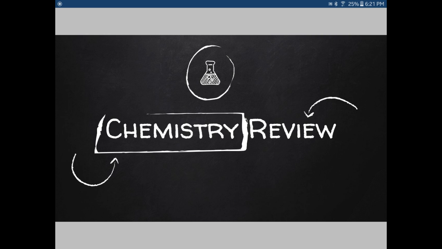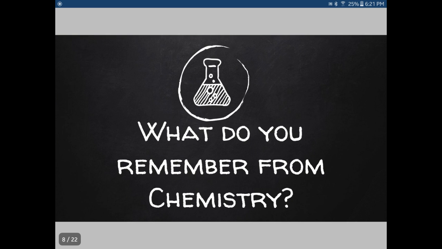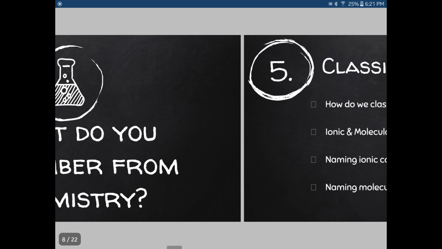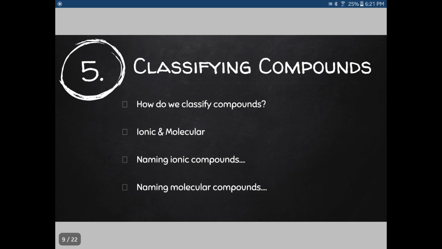Let's now take a look at the next section of our Science 10 chemistry review. So again, we're going to look at what you remember from chemistry from Science 10, and the next section we're going to look at is classifying compounds. So how do we classify compounds? Essentially, we classify them either using our words ionic or molecular.